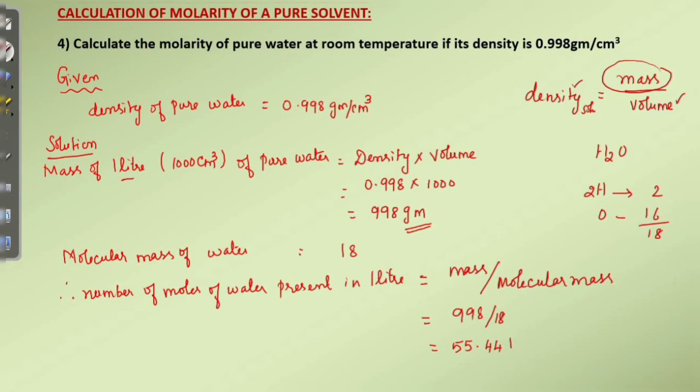55.44 m. See here, number of moles present in 1 liter is equal to molarity, okay? Because we are not using any solute here, it's a pure solvent, okay? So, the number of moles of water present in 1 liter is equal to molarity of pure water. So, the answer is 55.44 m. Understood, students? Okay, we shall see the next problem now.